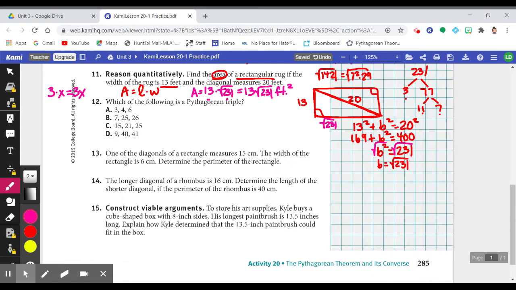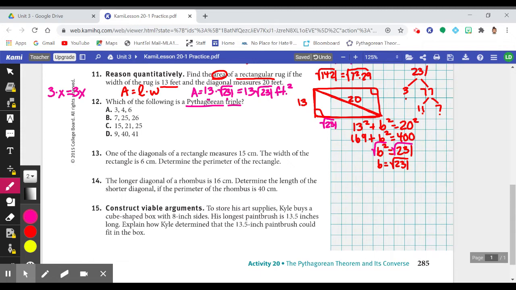Now let's take a look at item 12. Which of the following is known as a Pythagorean triple? Be sure to go back to the check your understanding, item 5 on the previous page, to understand what a Pythagorean triple is. It's a set of non-zero numbers that satisfy the Pythagorean theorem, such that a squared plus b squared does in fact equal c squared.